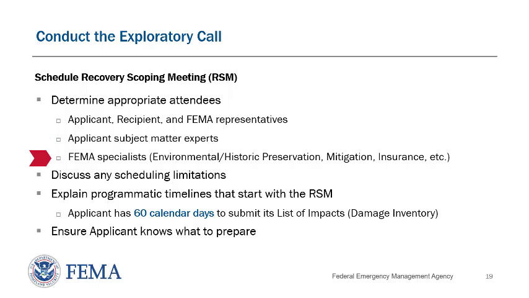Also, if there are environmental, historic preservation, mitigation, or insurance-related issues, the program delivery manager may want to invite FEMA specialists in these areas. This is also a good time to find out any scheduling limitations the applicant might have, as we mentioned before, as well as to explain to the applicant the programmatic timelines that start with the recovery scoping meeting, mainly that they have 60 calendar days to complete their list of impacts on the damage inventory template. It's also good to make sure the applicant understands what information to gather in preparation for the recovery scoping meeting, such as the more detailed documentation mentioned earlier, like pictures and load tickets, amongst others.